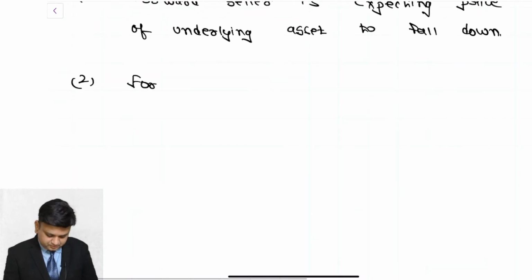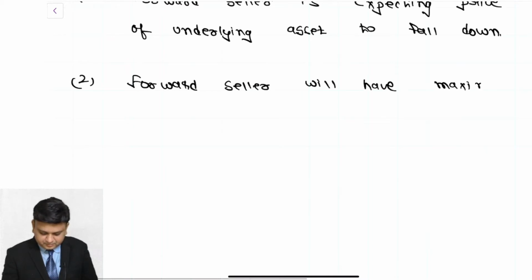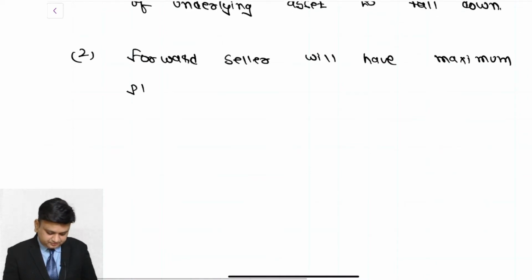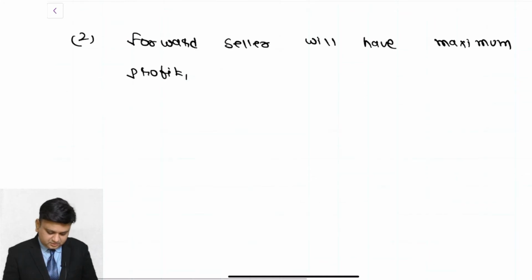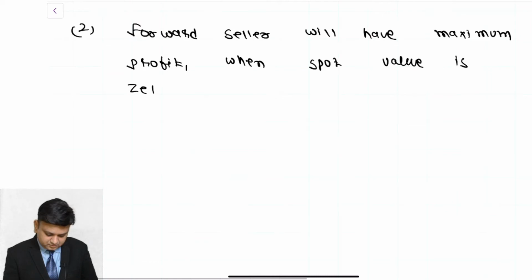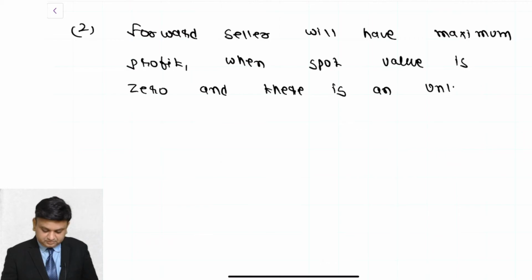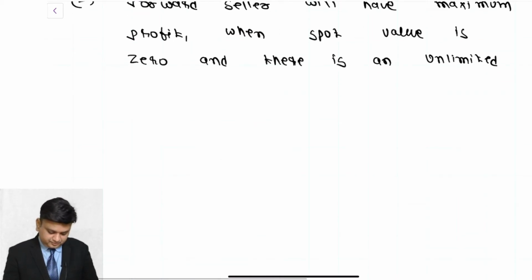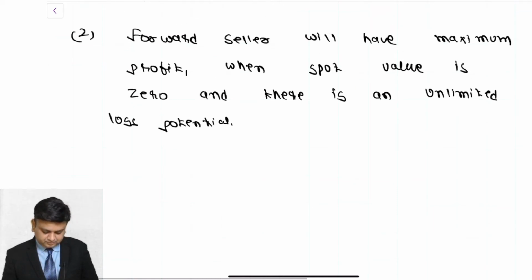Second point: forward seller will have maximum profit when spot value is 0, and there is an unlimited loss potential. Full stop.